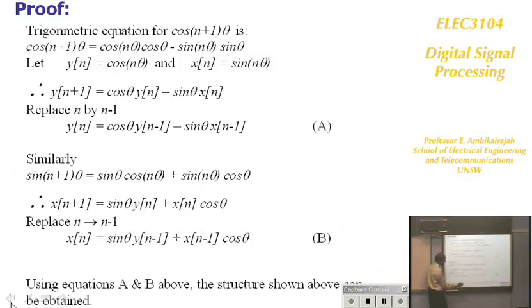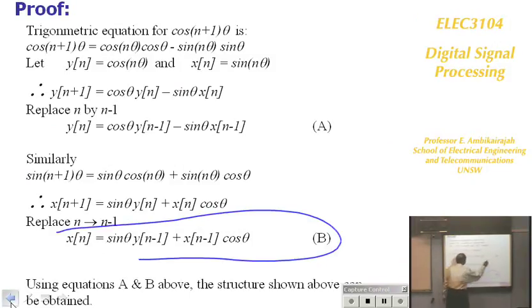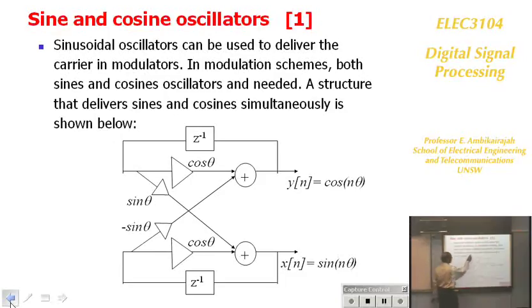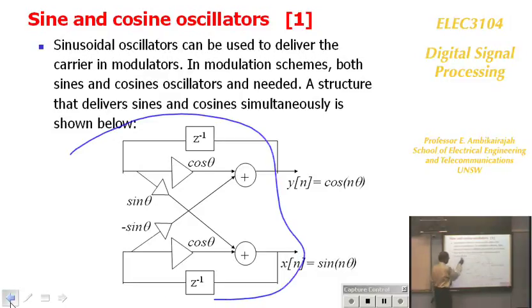So I just go back, and if you implement that structure B and A, just implement them as we did before, you get this structure. So I've given the structure and I've derived the equation, and from the equation you implement this one. Okay? I just want to do one example for you.